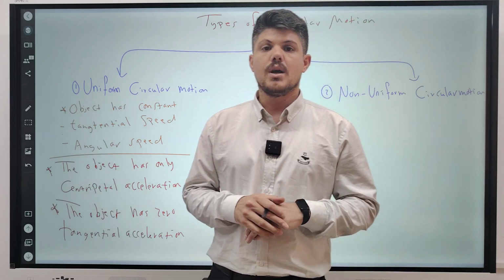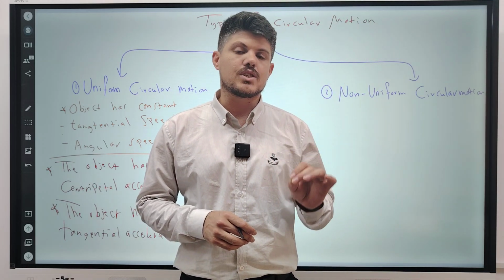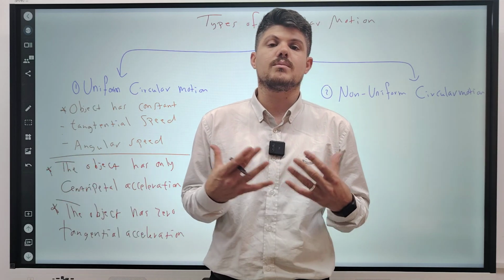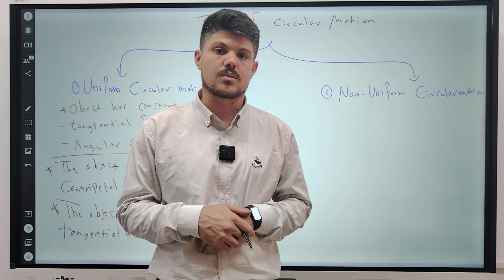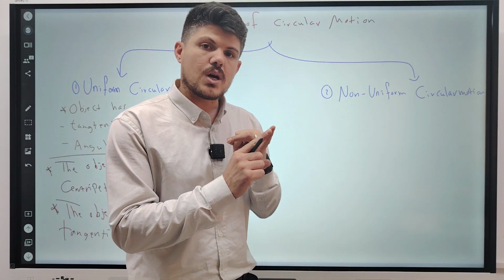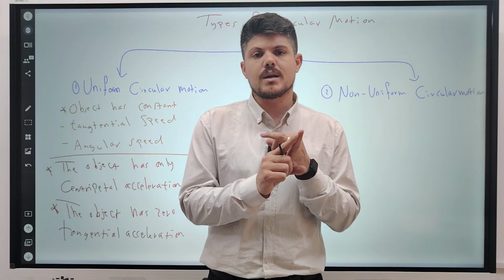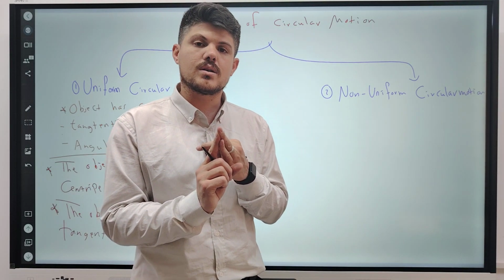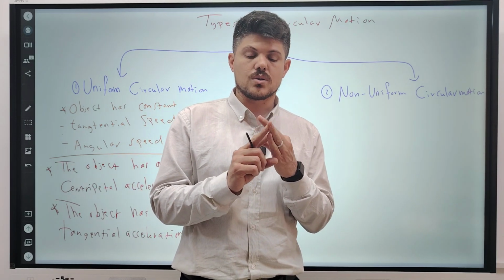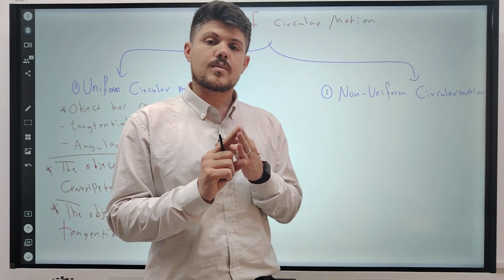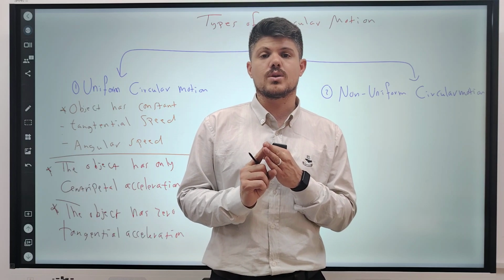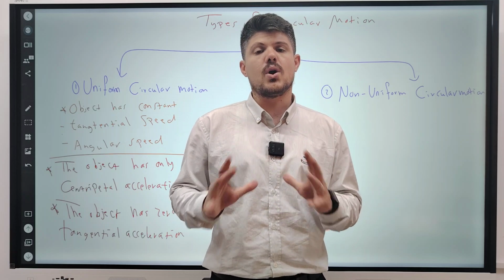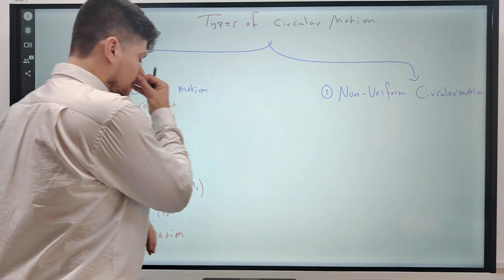I'm going to repeat, this is very important. When does the tangential acceleration become zero for an object moving in a circular path? A, when the object has uniform circular motion, yes. B, when the object is moving at constant tangential speed, also correct. C, when the object has constant angular speed, also correct. So the answer is D, all of them are correct.